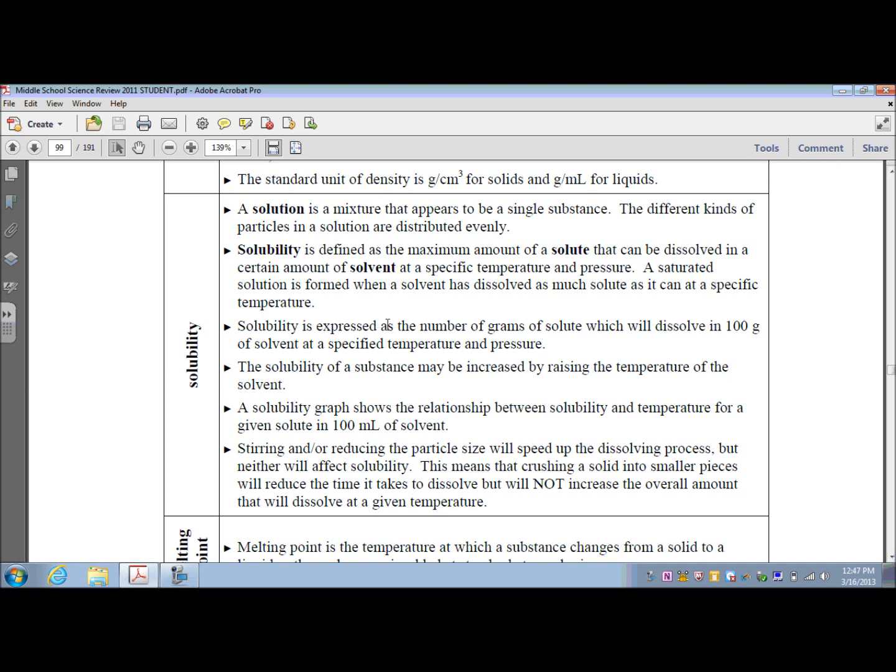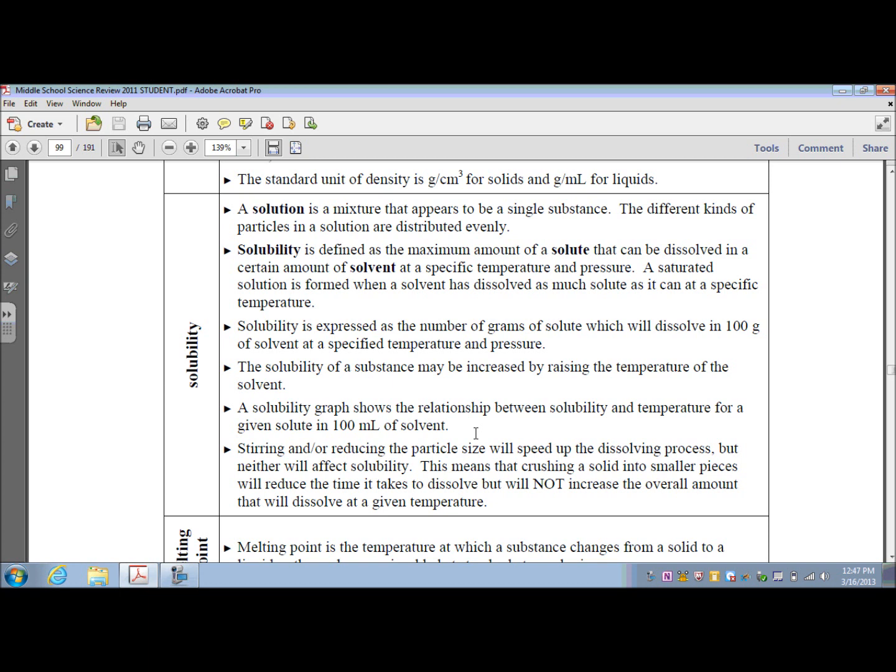Solubility is expressed as the number of grams of solute which can dissolve in 100 grams of solvent at a specific temperature and pressure. The solubility of a substance may be increased by raising the temperature of the solvent, which is why when I make hot chocolate, I always heat up my water first so that I can increase the solubility of the powder. A solubility graph shows the relationship between solubility and temperature for a given solute in 100 milliliters of solvent.